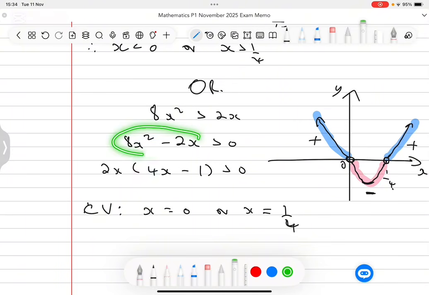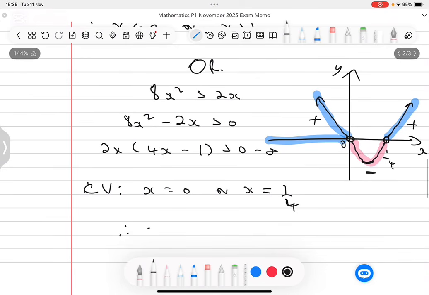And we are looking for where the function that we have drawn is positive, greater than 0. So it is positive on this side and this side. And obviously, when you look at this side, what are the values of x? It goes from 0 to negative infinity.